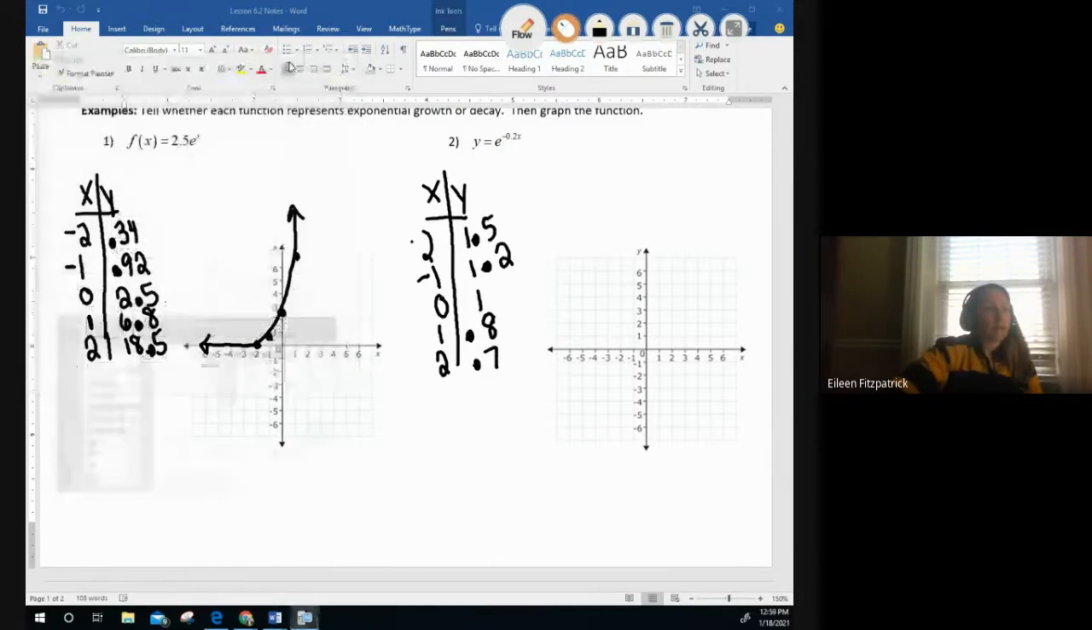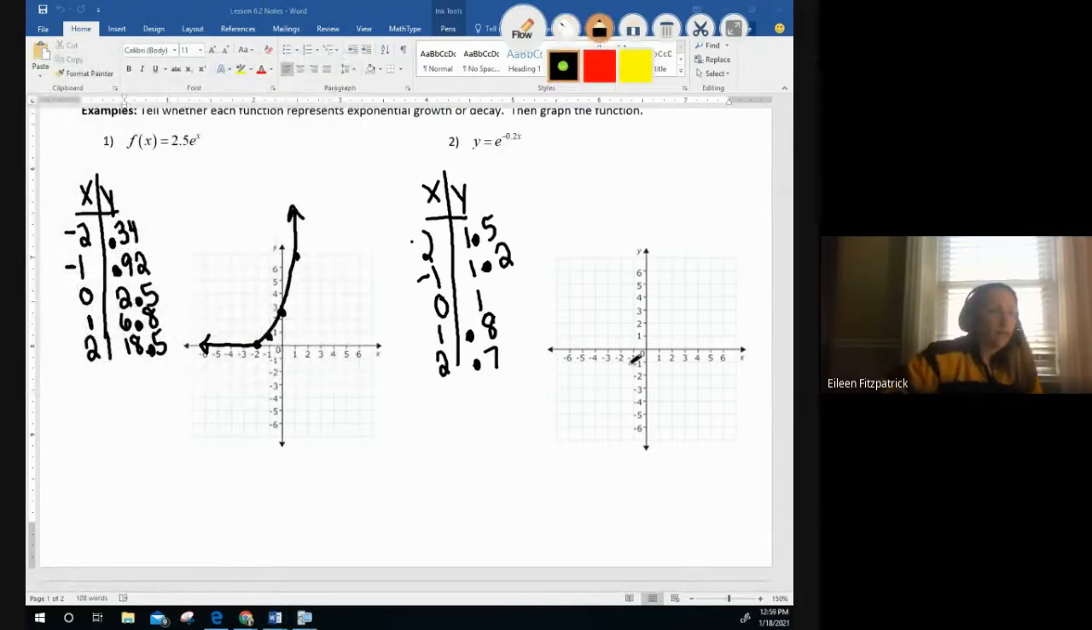All right, so let me get rid of my calculator. Let's graph those points. So -2 and 1.5. Then -1 and 1.2, just coming down slightly. And then 0, 1. And then 1, 0.8. And then 2, 0.7. So it's slightly going down.